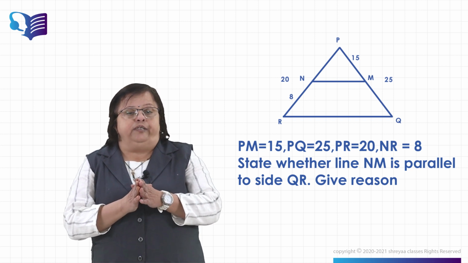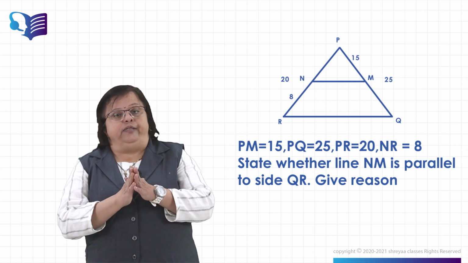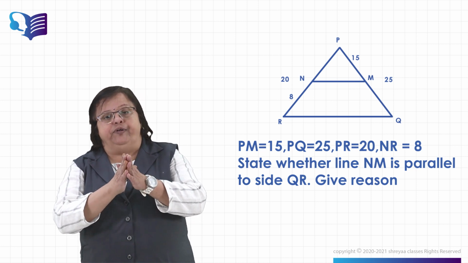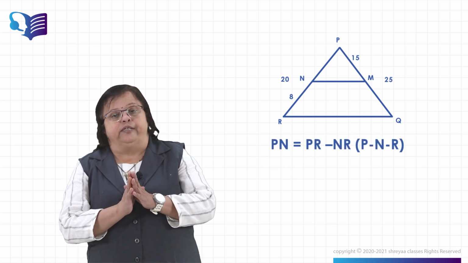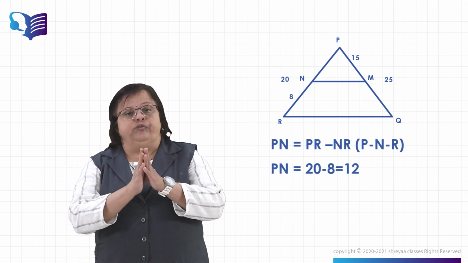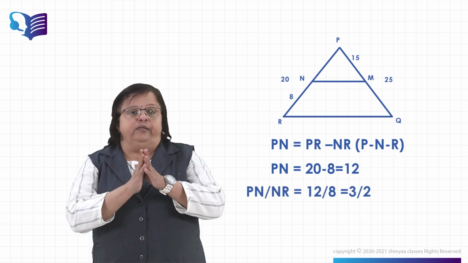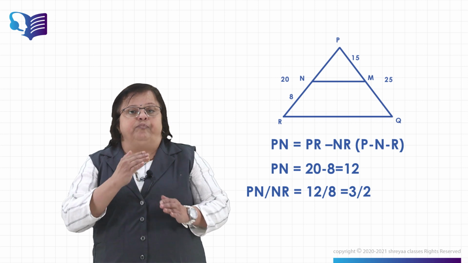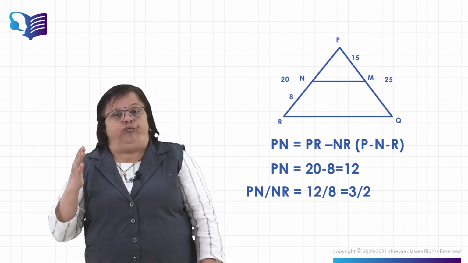Now PR is 20 and NR is 8. Therefore, we can find out PN. PN is equal to PR minus NR. That is 20 minus 8, which is equal to 12. Therefore, we get the ratio PN upon NR as 12 upon 8. We can reduce it as 3 upon 2.